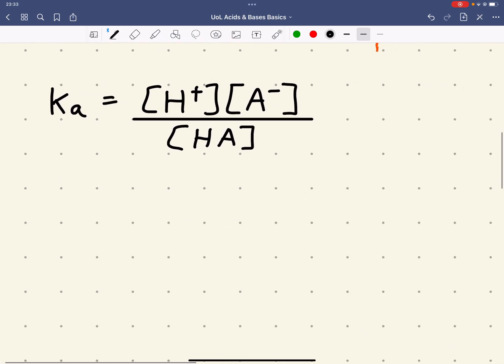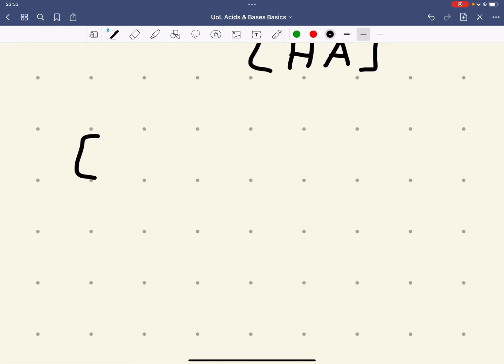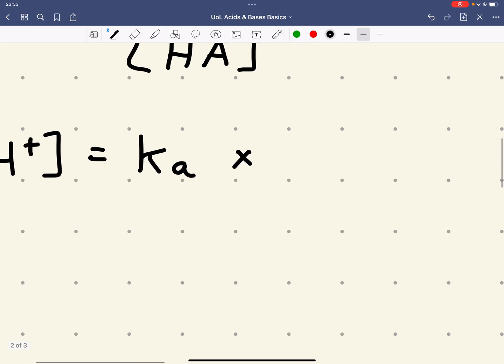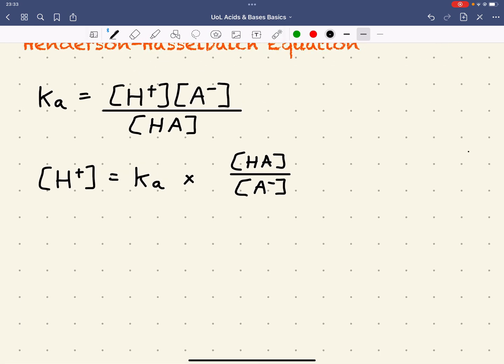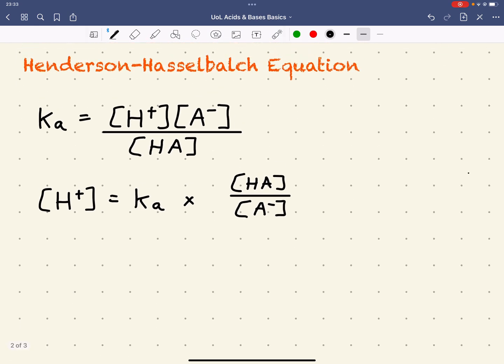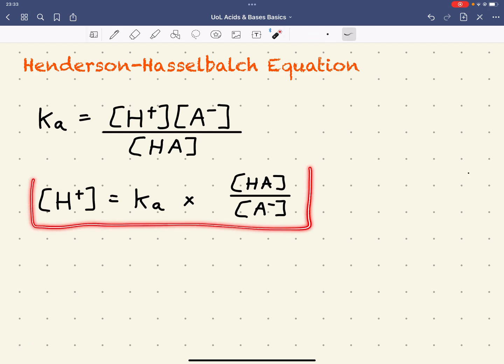Now, the first thing we need to do to get the Henderson-Hasselbalch equation is make the hydrogen ions the subject. So H+ then is equal to Ka times the concentration of HA divided by the concentration of A minus. And if you've done A-level chemistry buffer calculations, this equation here should be familiar.